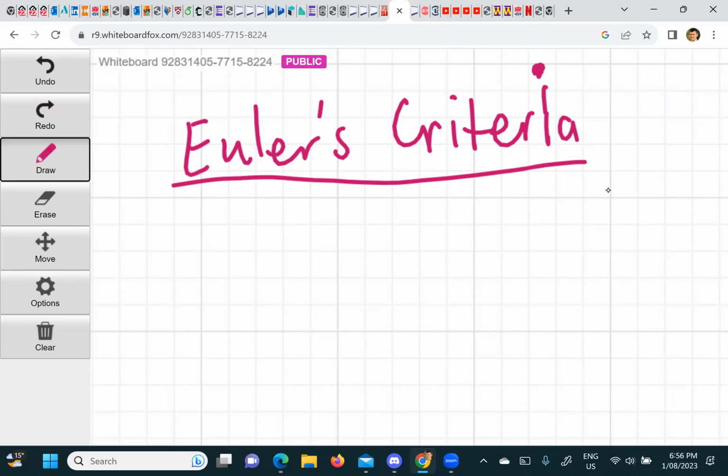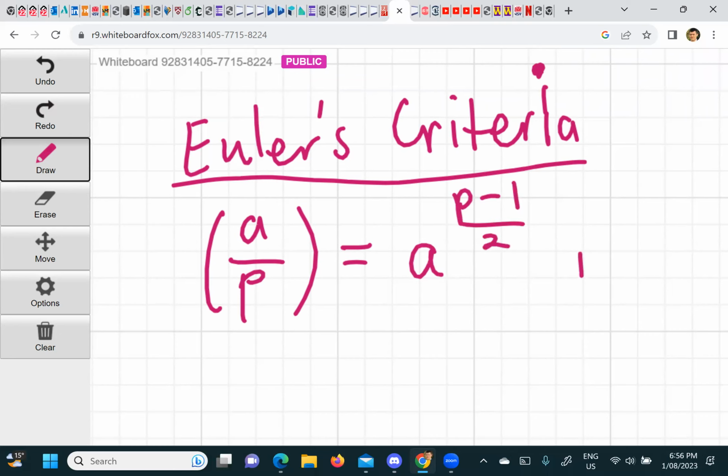So Euler's criterion says the Legendre symbol (a over p) is equal to a to the power of (p minus 1) on 2 mod p. Does that make sense? So that's one way to evaluate the Legendre symbol directly: just take a big power of the thing that's in the symbol. All right, so why is this true?